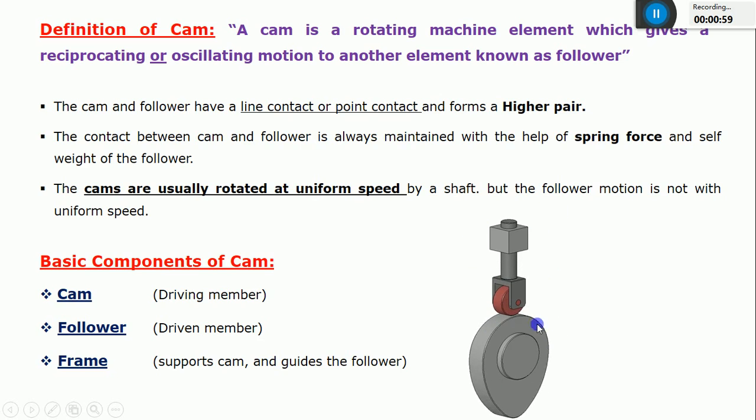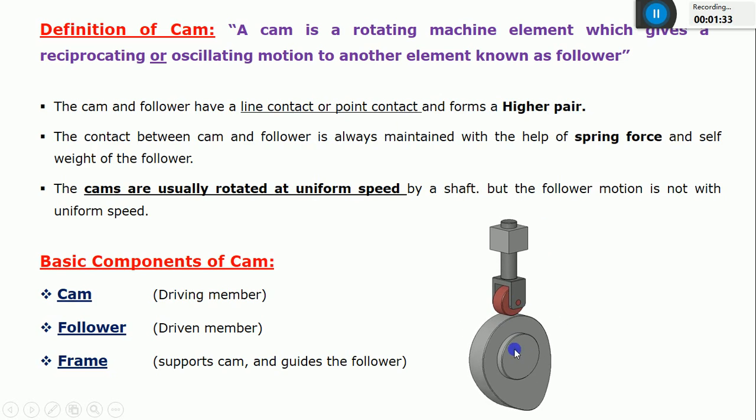So this was a CAM to which we have given an input motion of a rotary type. It will be connected to a motor and it will be rotating, and the output motion we are getting from this follower may be of a reciprocating type or sometimes oscillating type. And we discussed some features of this CAM. The type of contact between this CAM and the follower is a line or a point contact, and hence it forms a higher pair, correct?